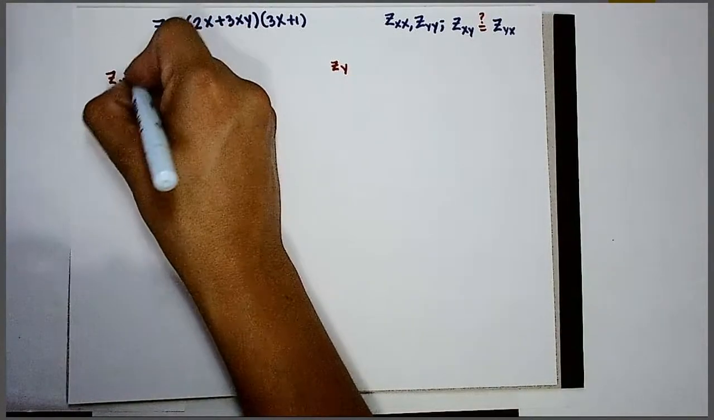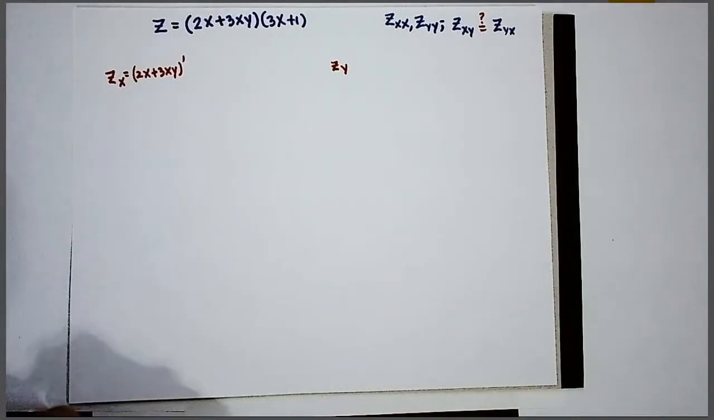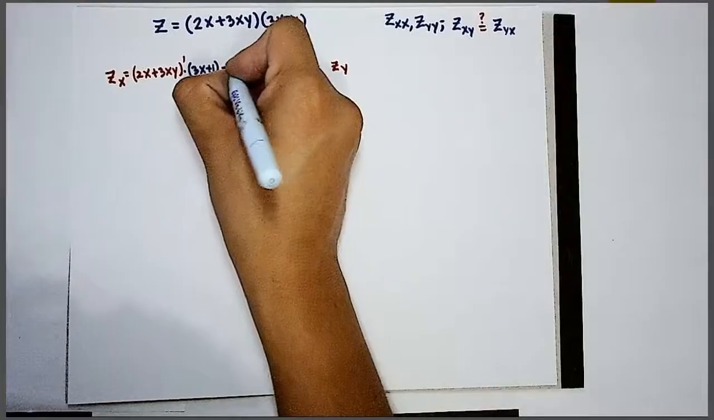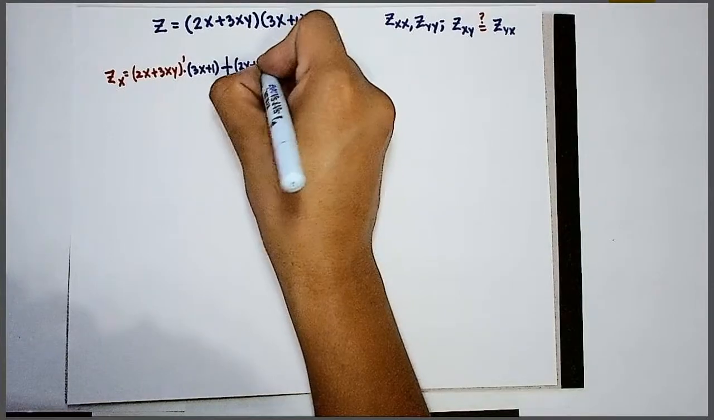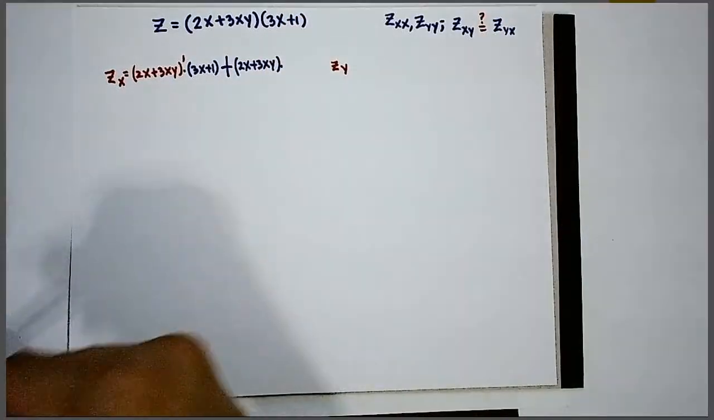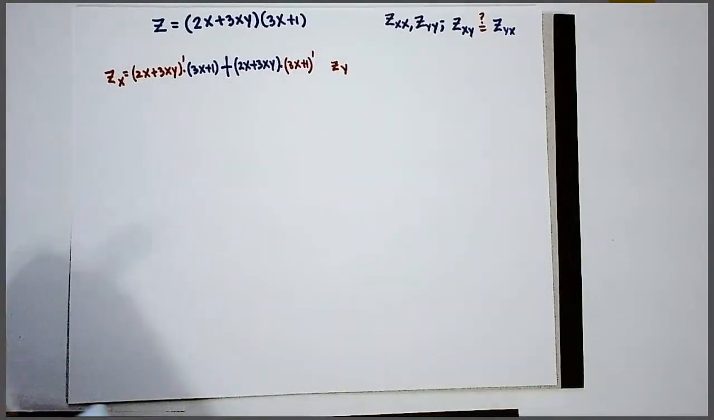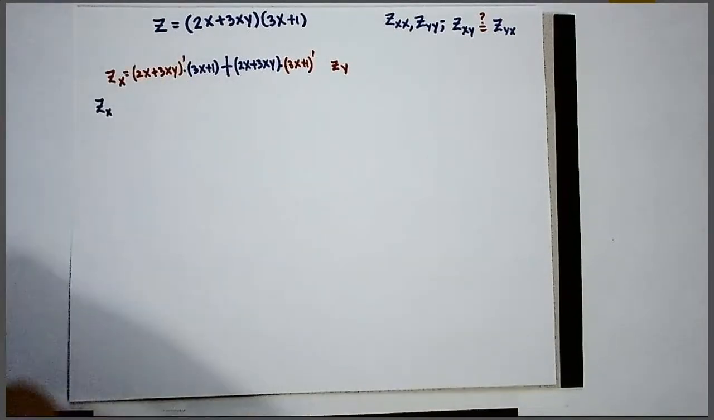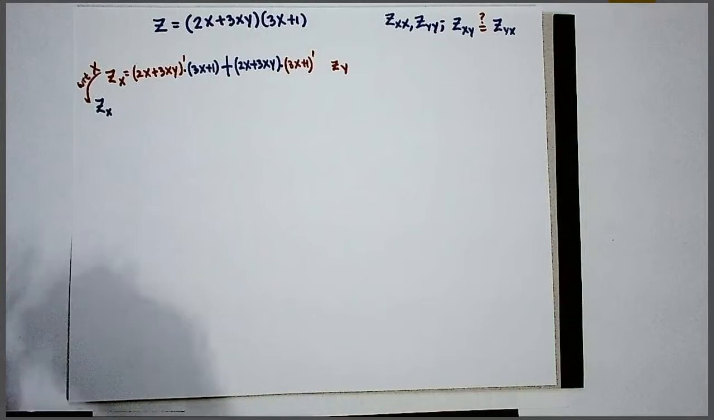And remember that this is the derivative of the first term times the second factor plus the first factor times the derivative of the second factor. And this is with respect to x. So let's start.